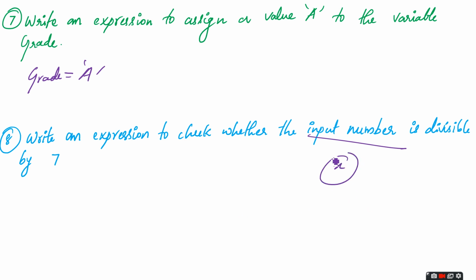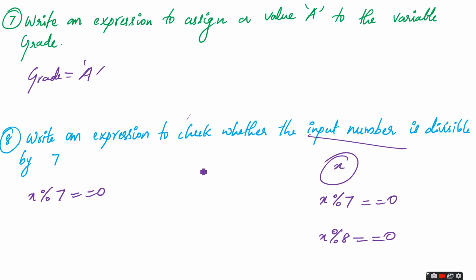So we can assume that x is the number. When x is divided by 7, the remainder should be equal to 0. Then that number is divisible by 7. Or when x is divided by 8 and the remainder should be equal to 0, then it is divisible by 8. Now here I have used the modulo sign in order to get the remainder. So the expression will be like this: x mod 7 equal to 0.